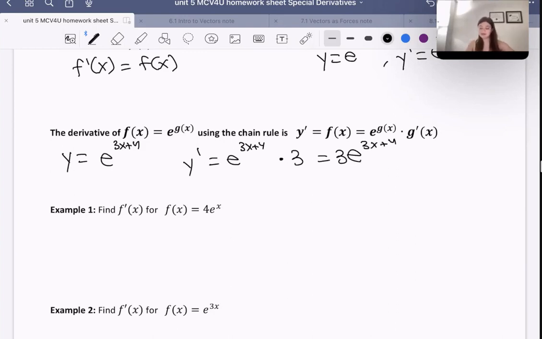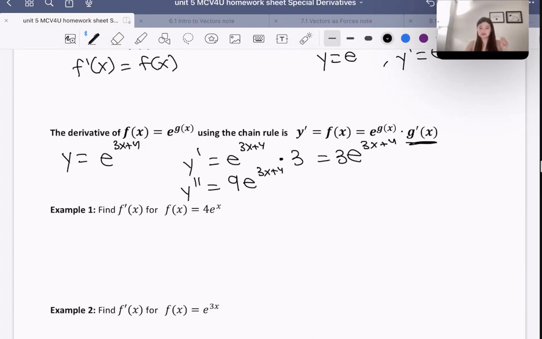The same thing would happen again if we were to take the second derivative. We would end up with 3 times 3 times e to the 3x plus 4, so it'd be 9. Then the third derivative, we multiply by 3 again, we get 27. And then the fourth derivative, we multiply by 3 again, and so on. Even though the derivatives aren't exactly the same in these situations, they're still very similar. We still really only have to multiply by g prime of x one more time, is all we have to do in those situations.